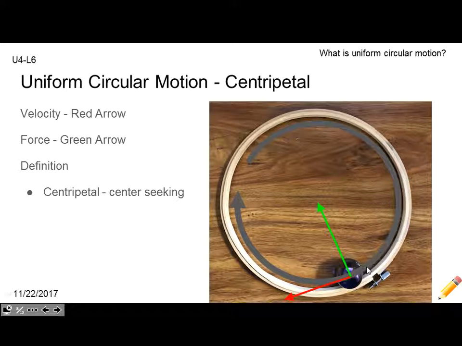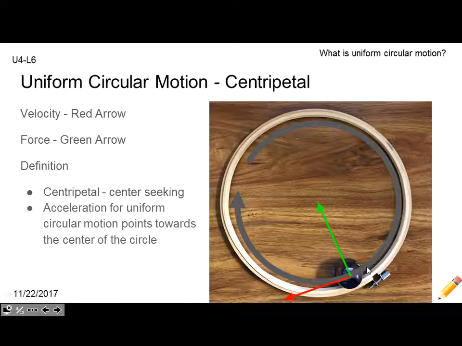Now, this isn't the force that you would feel if you were on the marble, right? So sometimes you hear, oh, things get flung outwards. It's not that they're getting flung outwards, it's that the force isn't strong enough to keep them going in the circle. The force, as you can see, points towards the center of the circle. Right? And I'll draw another example of that.